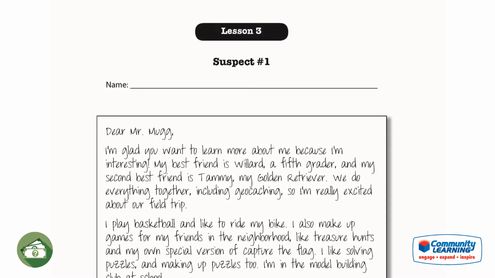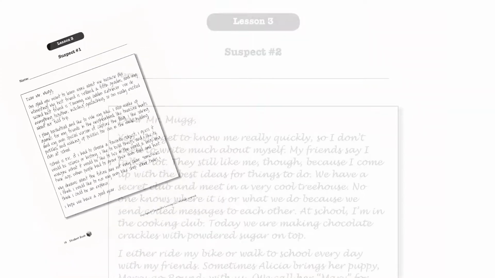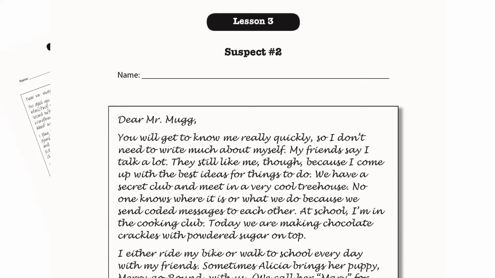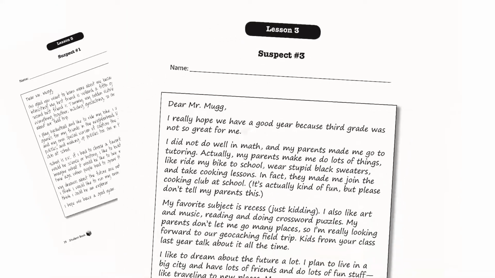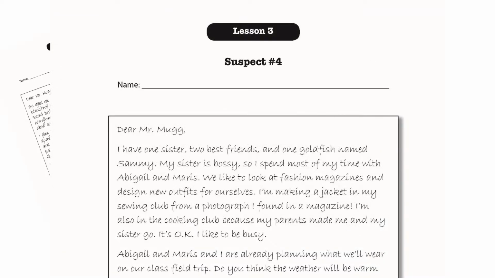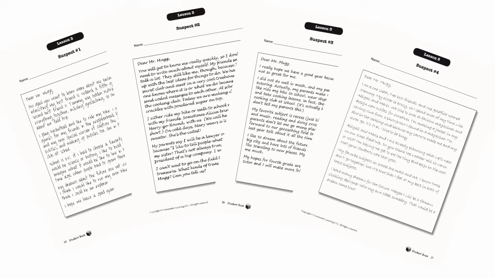Activity 3. Get to know the suspects. Learn more about the 4 suspects in this case by reading the letters that each one wrote to Mr. Mugg at the beginning of the year. These letters will be revisited in a later lesson. For now, consider and discuss what information might be helpful in the rest of the investigation.